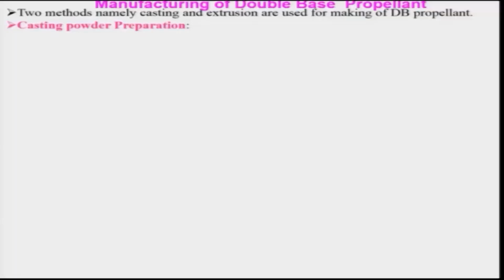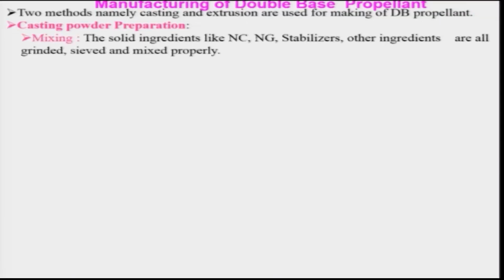So, for the manufacturing of double base propellant, the first important process is the casting powder preparation. In this case, there are various processes. The first one is mixing. In this case, the solid ingredients like nitrocellulose, nitroglycerin, stabilizer and other ingredients are all ground, sieved and mixed properly.